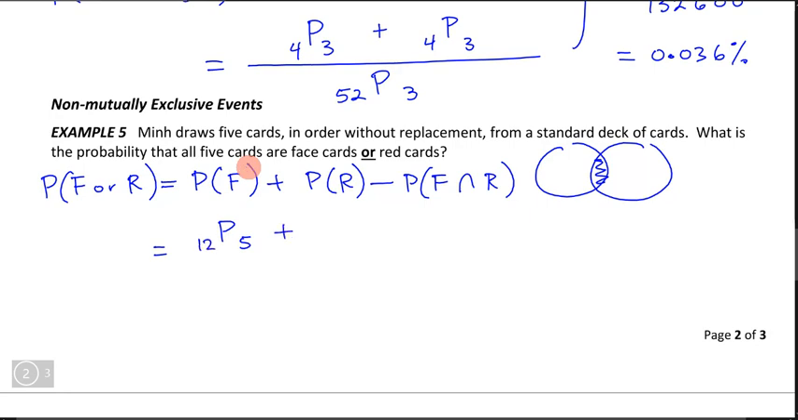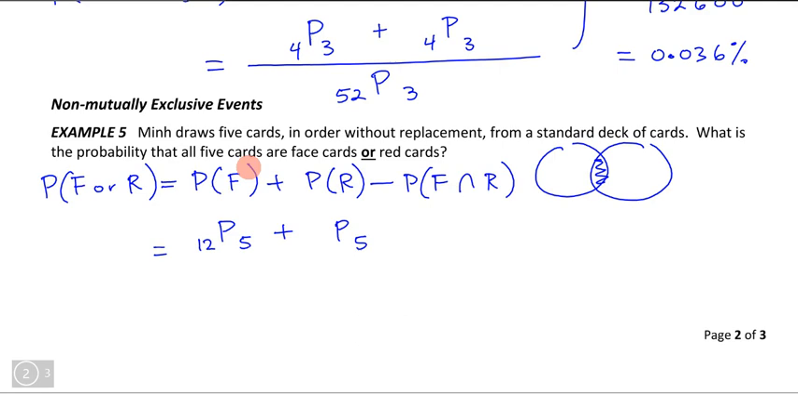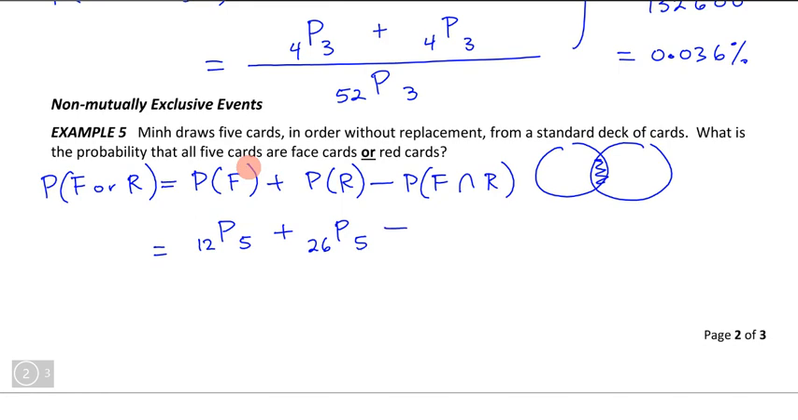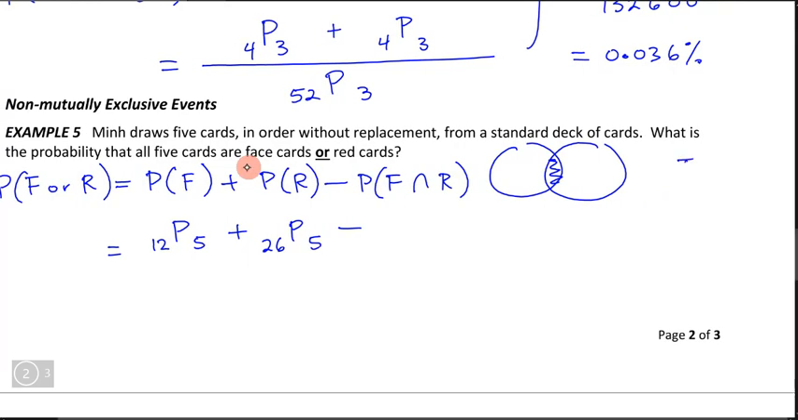Plus we're drawing 5 cards given a set of how many red cards do we have? So we have 26 red cards, so 13 diamonds, 13 hearts, minus the intersection of the 2. So you have to do a little bit of counting. What are the red and face cards? So we have a Jack, Queen, King of Hearts, and Jack, Queen, King of Diamonds. So we have 6 to choose from. So we're looking at arranging 5 cards from a set of 6. And then we divide that by the total number of outcomes.